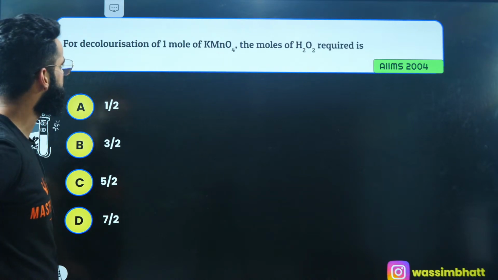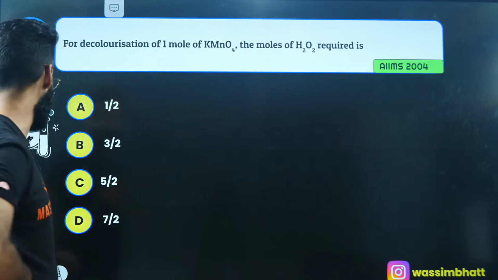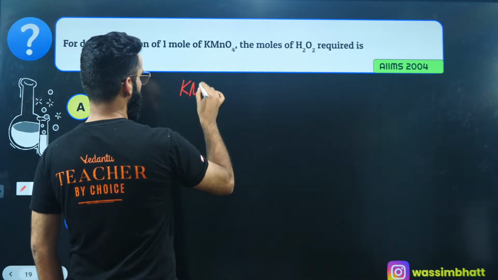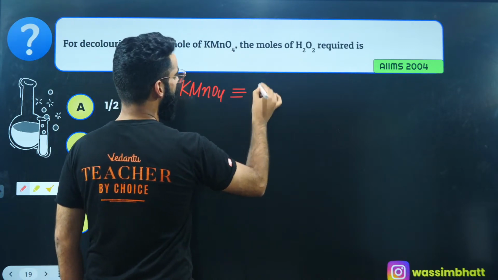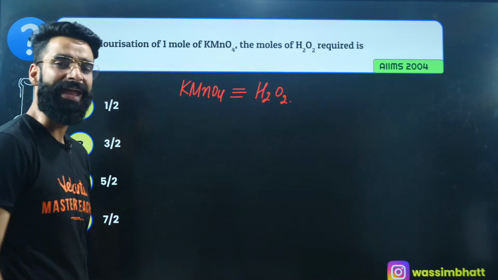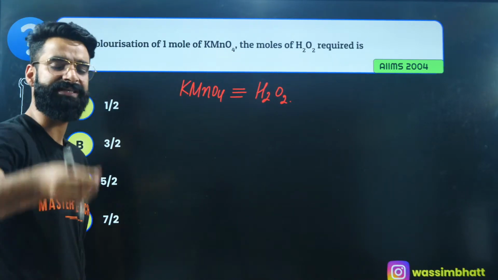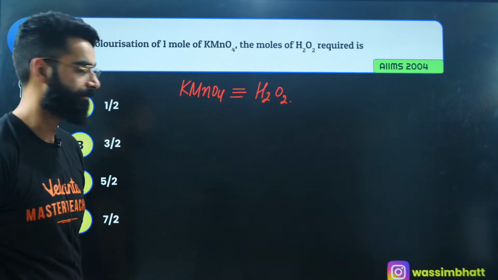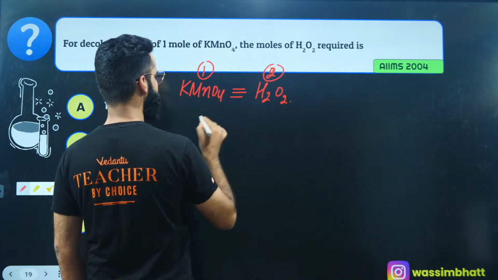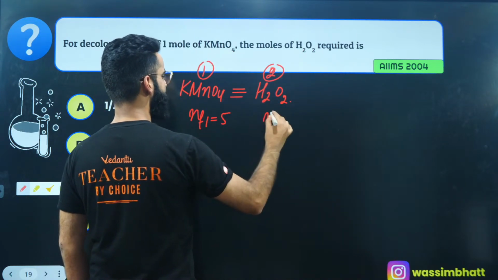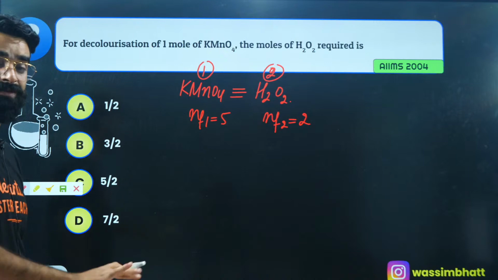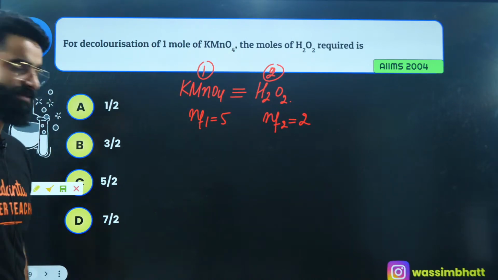Okay, for decolorization of KMnO4, moles of H2O2 required are, right? First of all, for the decolorization of KMnO4, how many moles of H2O2 are required? I hope you remember, I have told you, when H2O2 acts as the oxidizing agent or the reducing agent, its N factor is going to be 2, right? In acidic medium, the N factor of KMnO4 is 5 and the N factor of H2O2 is going to be 2. If it acts as the oxidizing or reducing agent, its N factor in both the cases is going to be 2, right?